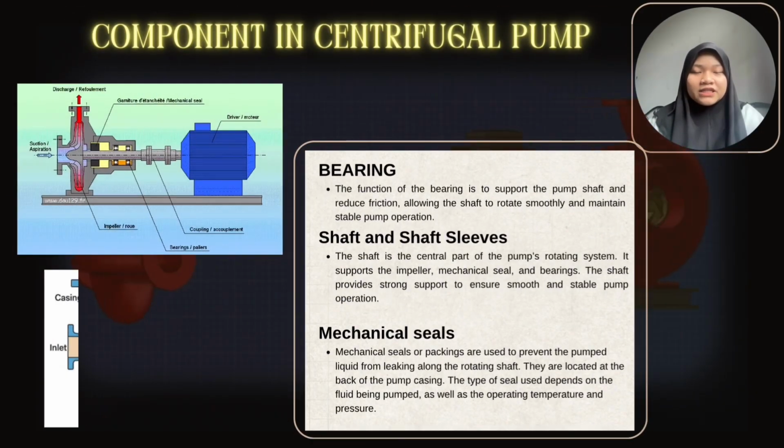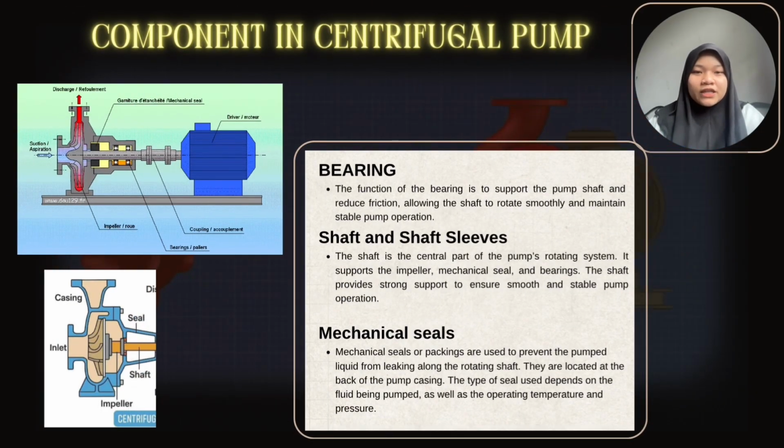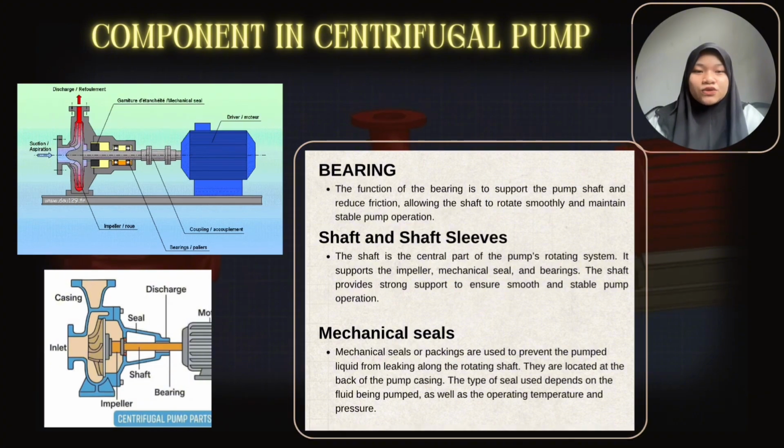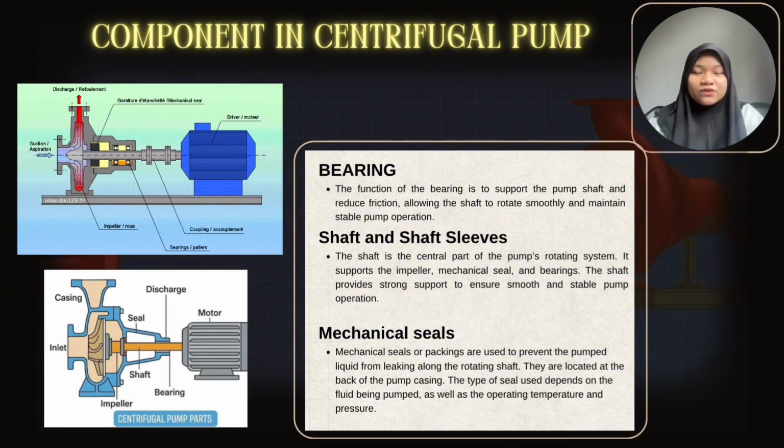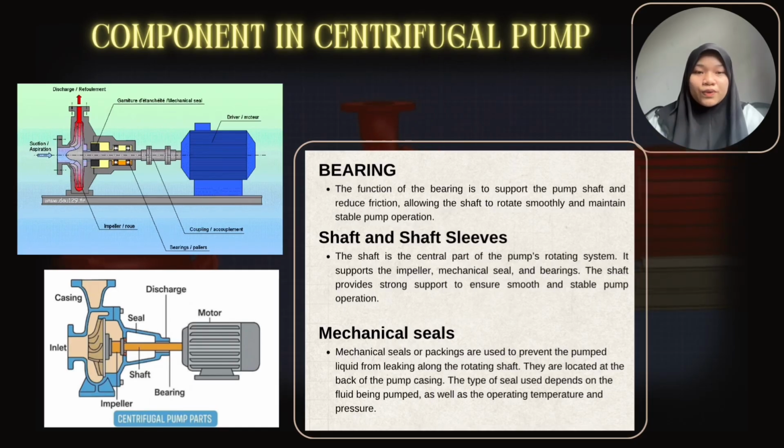Another component in a centrifugal pump is the bearing. The function of the bearing is to support the pump shaft and reduce friction, allowing the shaft to rotate smoothly and maintain stable pump operation.